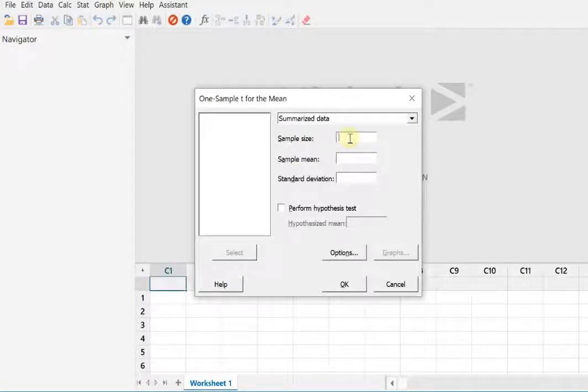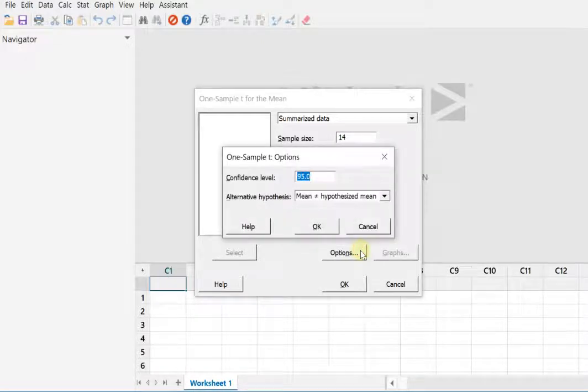The sample size was 14. Going to type in the sample size. The sample mean turned out to be 53.3, and the deviation was given to be 5.2. And we're going to perform a hypothesis test. The hypothesized average was 50 according to EPA.